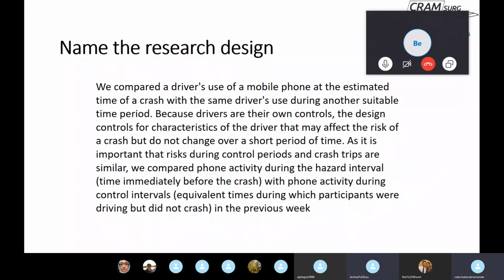So we compare a driver's use of mobile phone at the estimated time of a car crash with the same driver's use during another suitable time period. Because drivers are their own controls, the design controls for characteristics of the driver that may affect the risk of a crash but do not change over a short period of time. It is important that risk during control period and crash trips are similar. We compare phone activity during the hazard interval with phone activity during control intervals, equivalent times during which participants were driving but did not crash in the previous week.